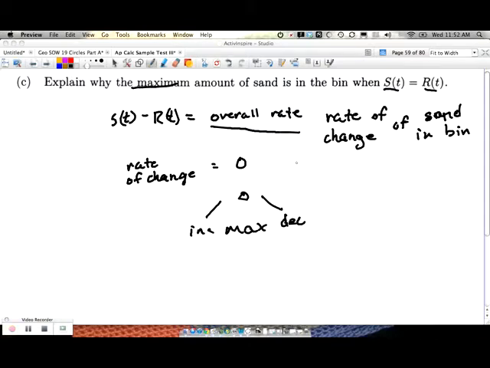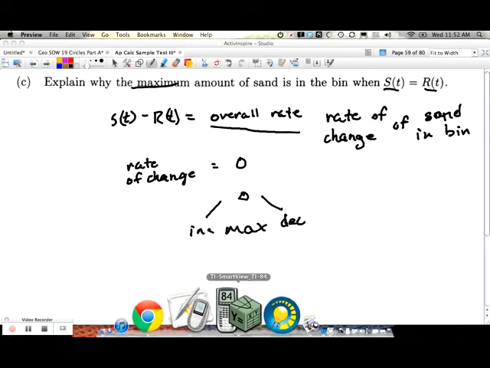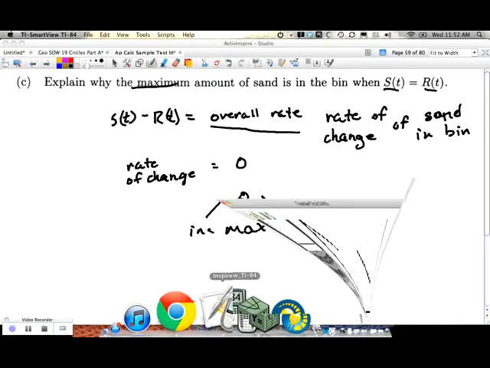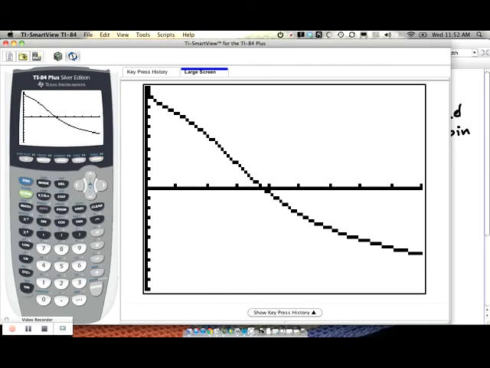So the overall rate is the rate of change in the sand bin, and when we look at the graph of what's going on, we notice that it was positive before, positive up here, negative down here, because it's above the x-axis, then it goes below the x-axis. That means we're hitting a maximum amount here. That's why.